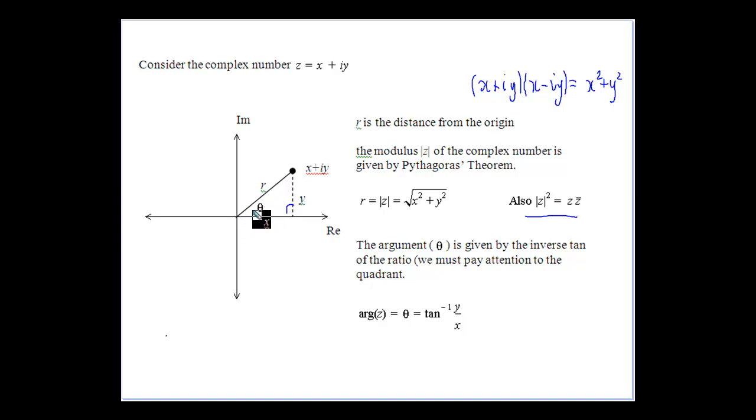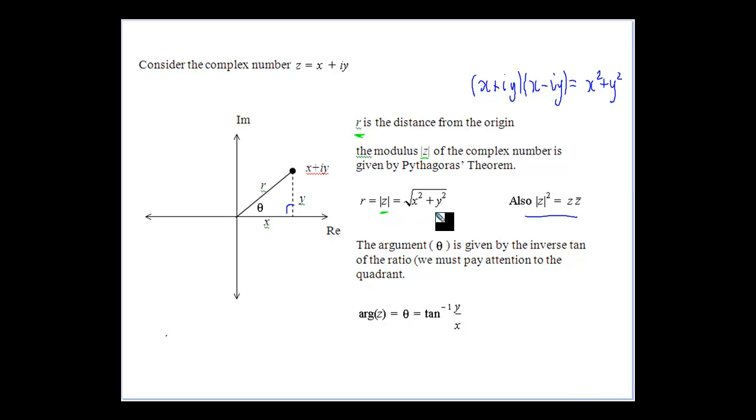So basically we want to split it into two parts. Now the modulus, which is going to be the distance r. We describe it as z with little bars around it, a bit like the absolute value. It's described by taking Pythagoras' theorem on this. So r would be the square root of x squared plus y squared. So the modulus there is the distance.